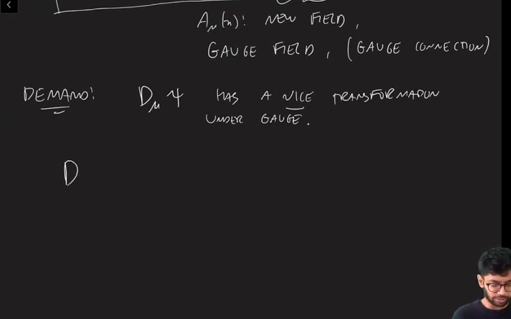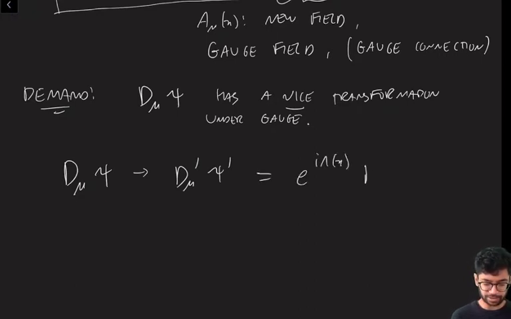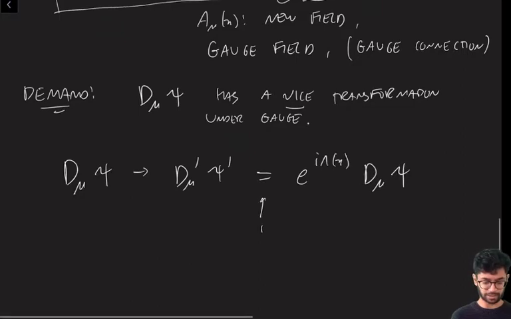Okay. So in particular, we're going to demand the following. We're going to demand that if you take D mu psi and you do a gauge transformation, D mu psi goes to D mu prime psi prime, where the gauge covariant derivative also transforms because it has a field in it. And I'm going to demand here that this is e to the i lambda of x times the unprimed guy. Okay, so this is my demand.